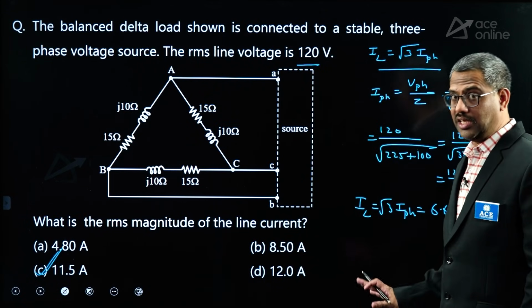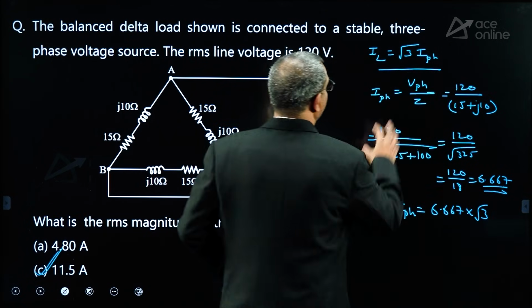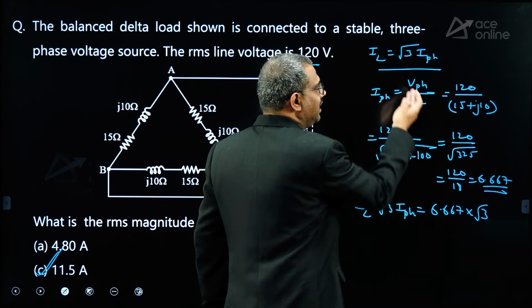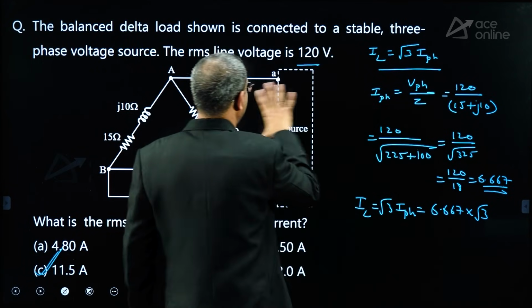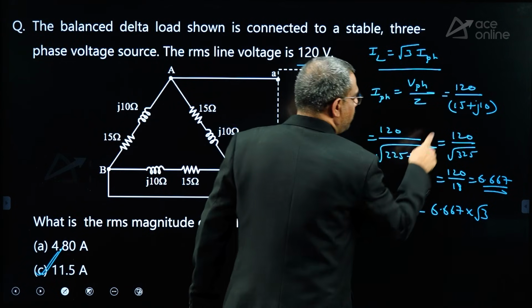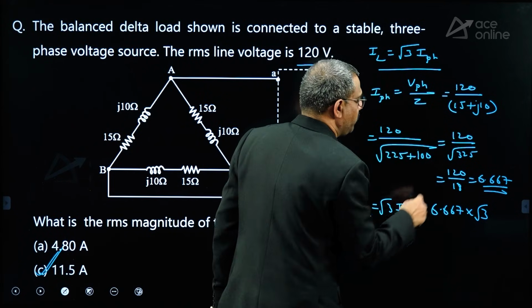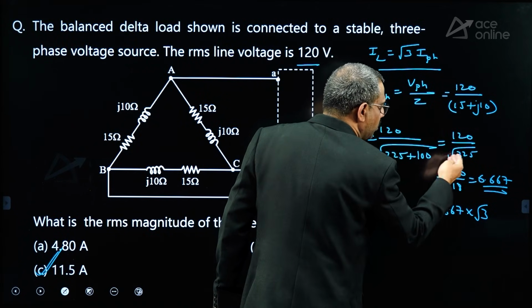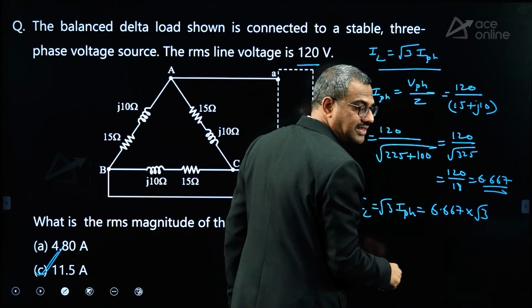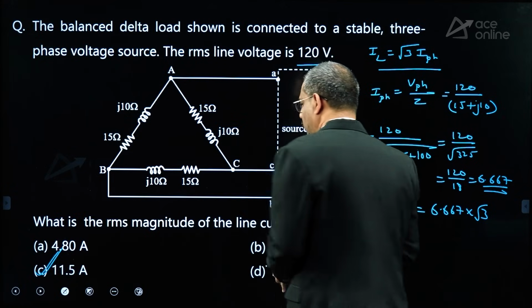So in SSC JE, the questions are like this, sir, no calculator is allowed. First of all, line current is root 3 times phase current, but phase current is phase voltage by impedance. In delta, phase voltage and line voltage are the same. The impedance is 15 plus j10. The phase angle he did not ask, sir. So the magnitude is root of 15 squared plus 10 squared, root 325. Root 325 is near to 18. So 120 by 18 is 6.667. Now 6.667 into root 3 is somewhere around 11.5.